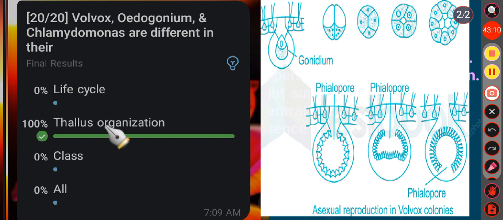But they are different in thallus organization. Why? Because in Volvox, the thallus organization is a motile coenobial form. In Oedogonium, the thallus type is an unbranched filamentous form, and in Chlamydomonas, it is a flagellated unicellular motile type, right? Then in option C, that is class. We know Volvox, Oedogonium and Chlamydomonas belong to one algal class, that is Chlorophyceae. So they are similar in their life cycle and class, but they are different in their thallus organization.